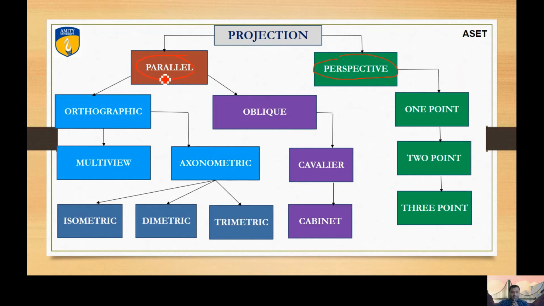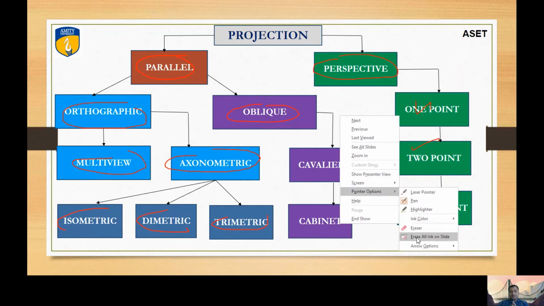Under the category of parallel, there are again many projections. The first is orthographic and the second is oblique. In the orthographic there is multi-view projection, and the second is axonometric projection. In the axonometric type, they are classified as isometric, dimetric, and trimetric. Coming back to oblique, oblique is classified as cavalier and cabinet. Now coming to the non-parallel, which is perspective type, there are three types: 1 point, 2 point, and 3 point projections.